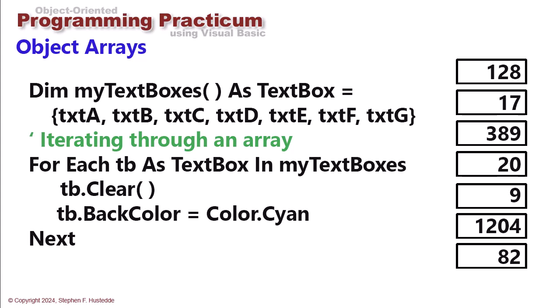Then I can use a for each loop to iterate through all of the text boxes in that array. So for each tb as text box in my text boxes, I'm going to do tb.clear and tb.backcolor equals color.cyan. And the result of that is the text boxes are cleared and they each become cyan. And if I had 20 text boxes, the only thing I would change would be dimming my text box array to include all 20 text boxes.